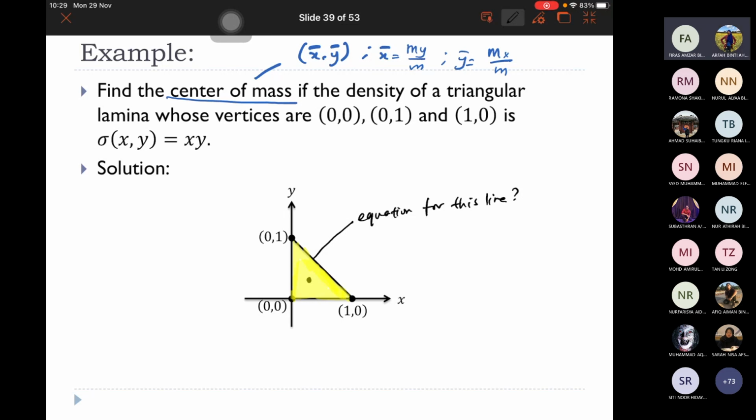Macam mana kita nak dapat persamaan bagi garisan tu? Dia punya kecerunan dan juga dia punya pintasan. Sebab kita ada equation of a line y sama dengan mx tambah c. So apakah dia punya pintasan dan apakah dia punya kecerunan? Okay.